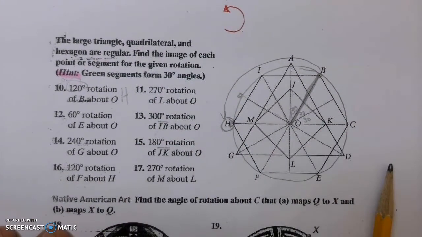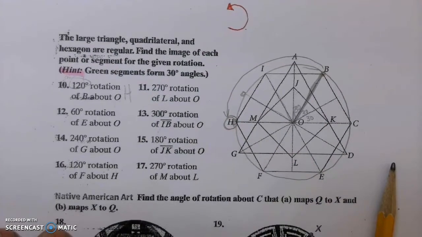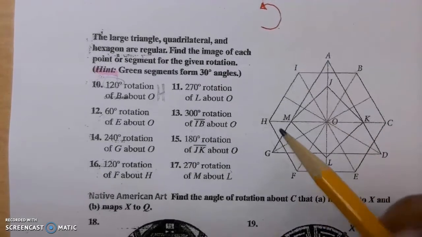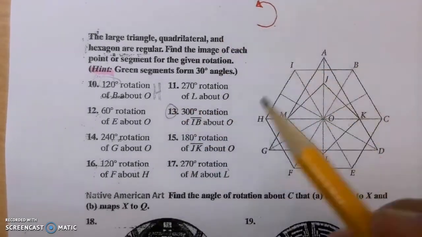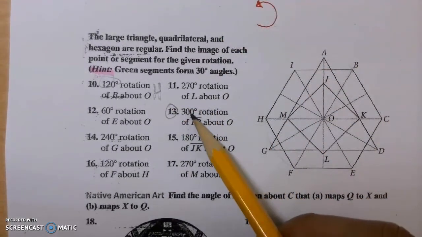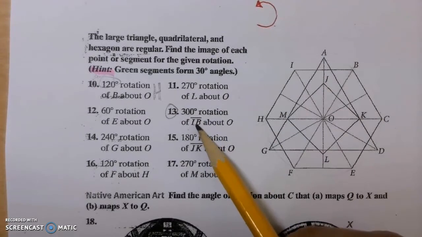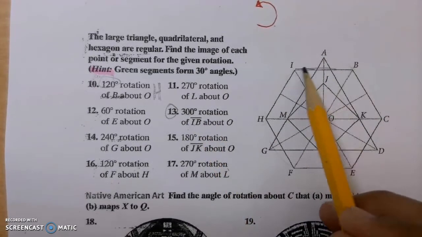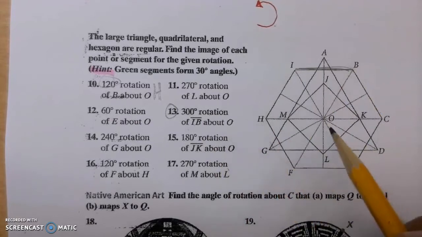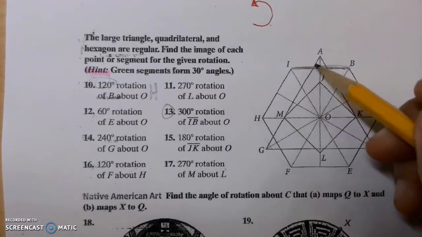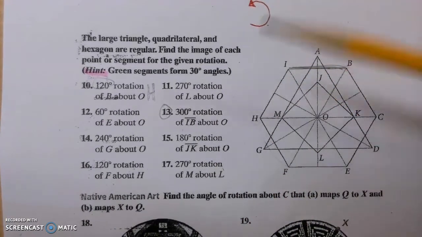Okay. Now there's a lot of other lines to make it more confusing, so you've got to block out some of the other lines visually. Okay, we're going to try number 13 here. 13 is a little bit different because it's a segment. 300 degree rotation of IB, so that's this line here, IB, about point O. So again, it's going to rotate, but not just a point.